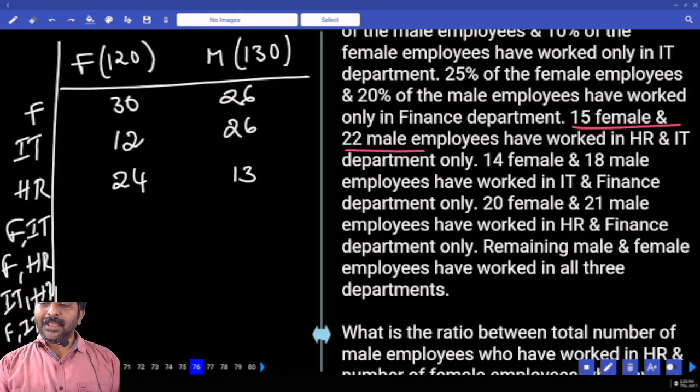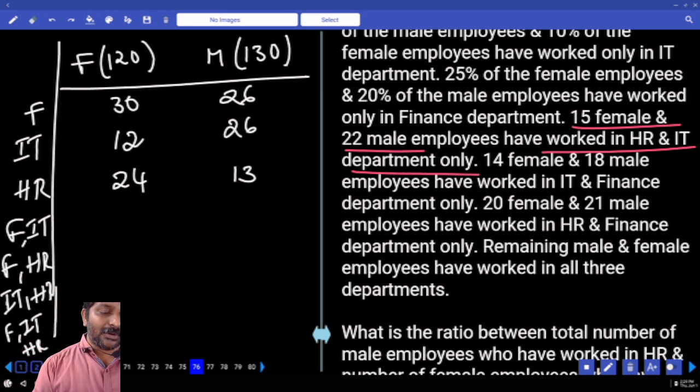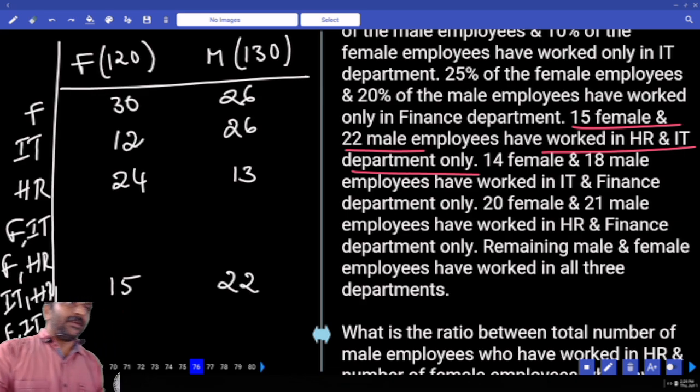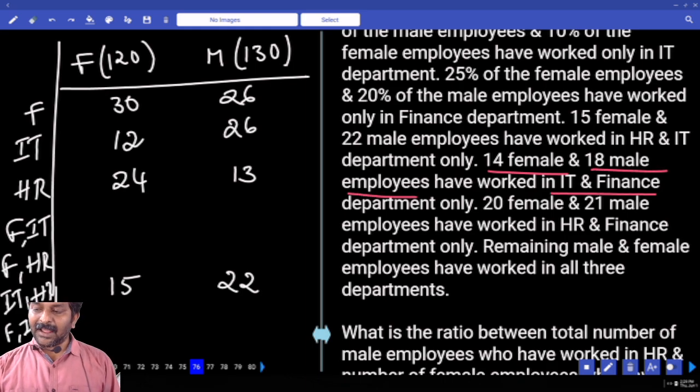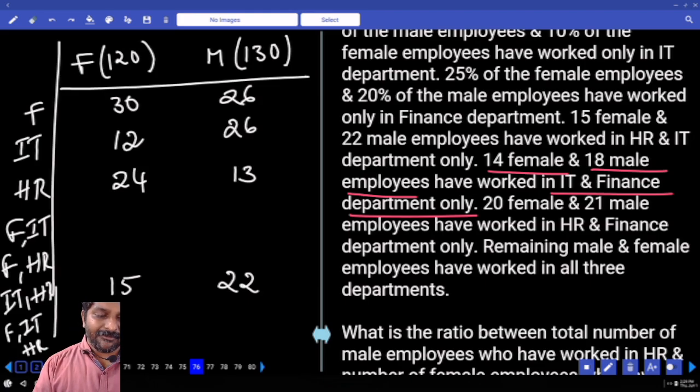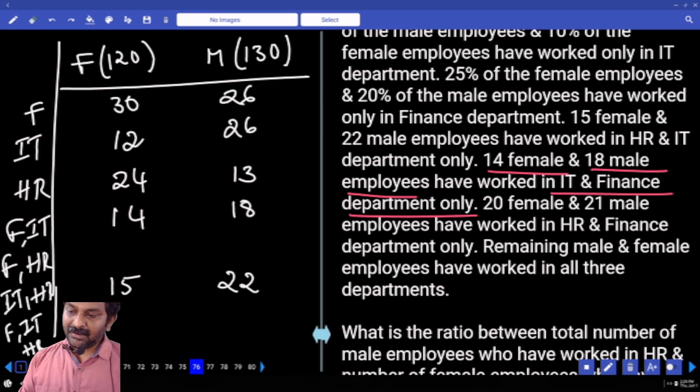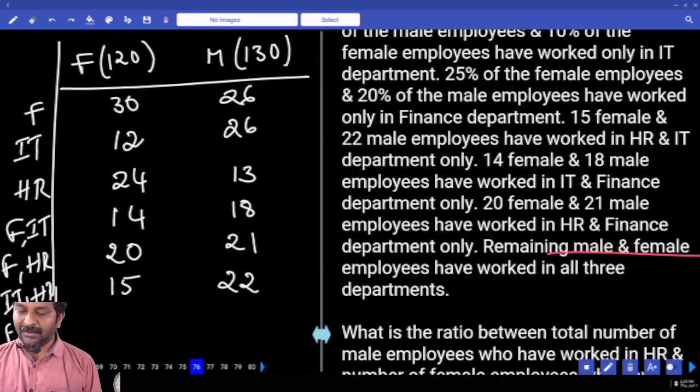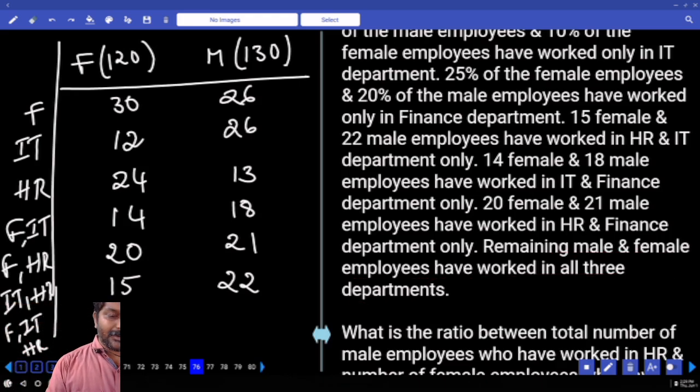Next. 15 female, 22 male employees have worked in HR and IT department only. Earlier they said percentage conversion, but now they are directly giving the number of people. Yes, continue. 14 female, 18 male worked in IT and finance department only. Then 20 female and 21 male employees have worked in HR and finance, and the remaining male and female employees have worked in all the departments. Okay, now continue.